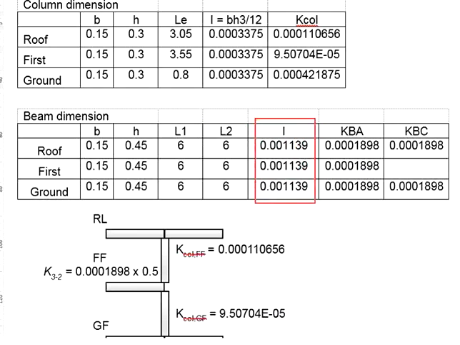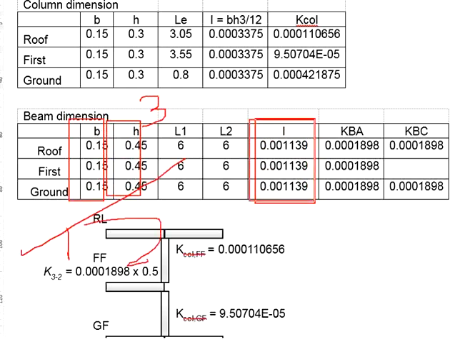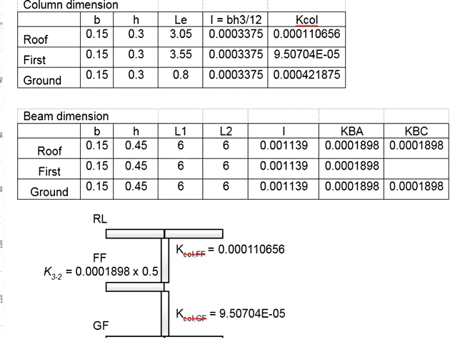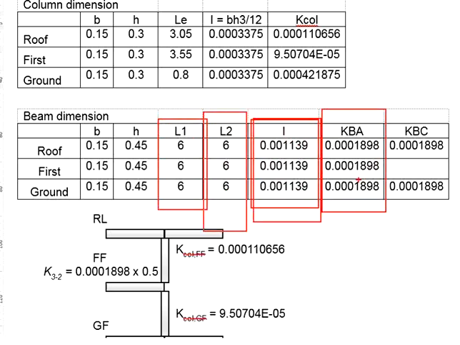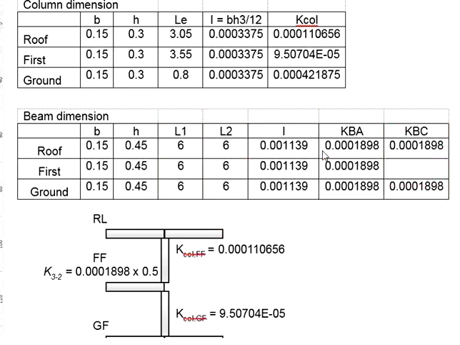Calculate the moment of inertia. B H to the power of 3 divided by 12, you get the moment of inertia. Find the stiffness, E I per L. E, we take it as 1 for simplicity. That gives us I divided by L, you get the stiffness here. I divided by L, you get another stiffness.